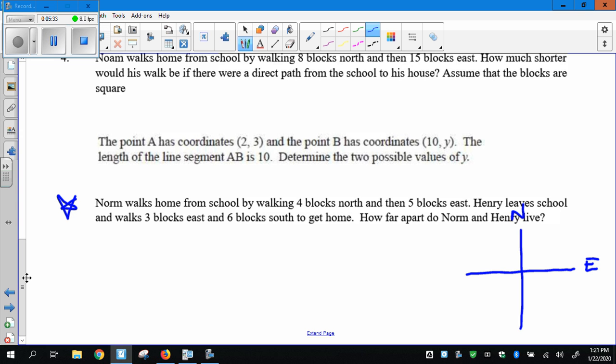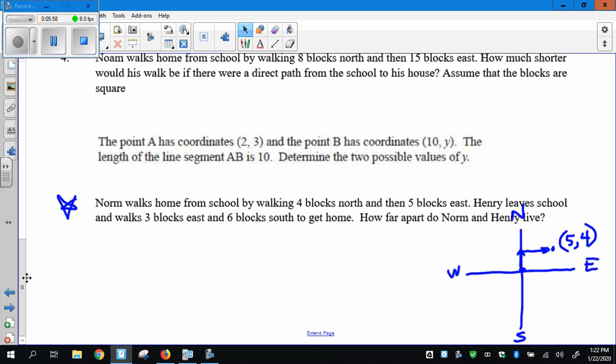East would be this way. South would be this way. West would be this way. So if Norm, let's say the school is right in the middle. If Norm goes 4 blocks north, like that, and then 5 blocks east, he's going to be at this point right here. That is 5, 4. X is 5, Y is 4.